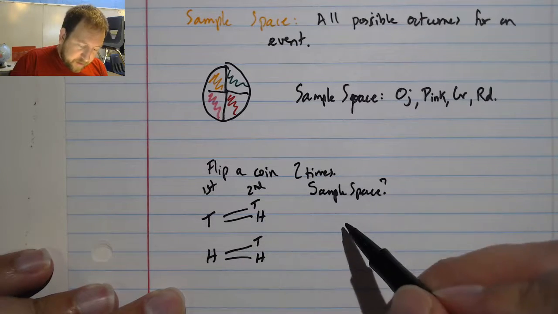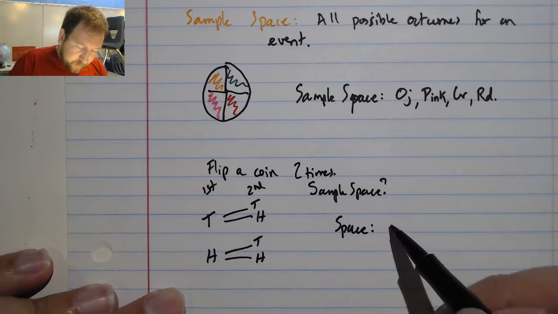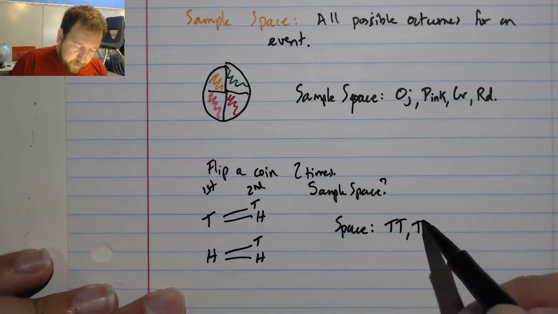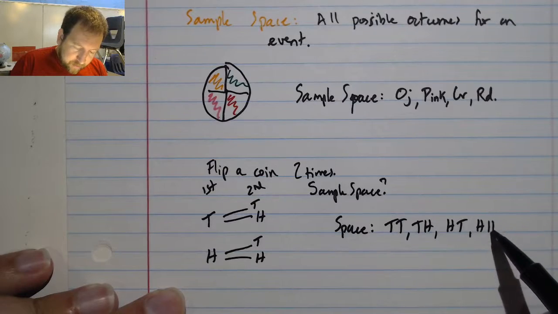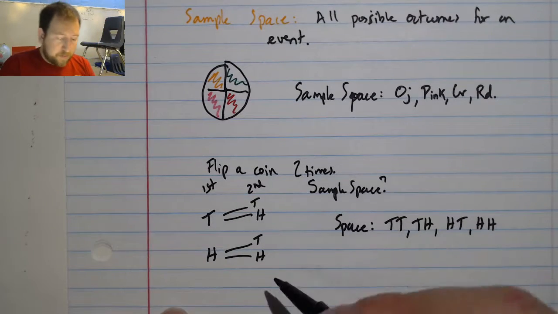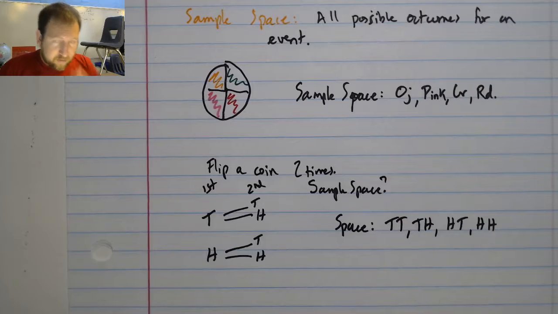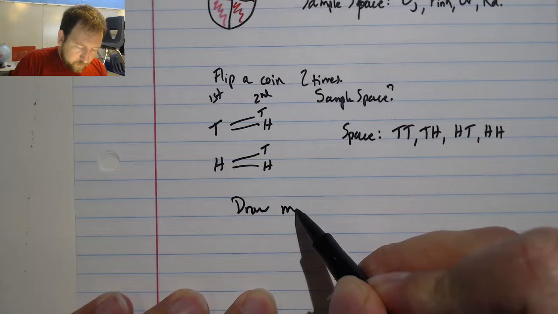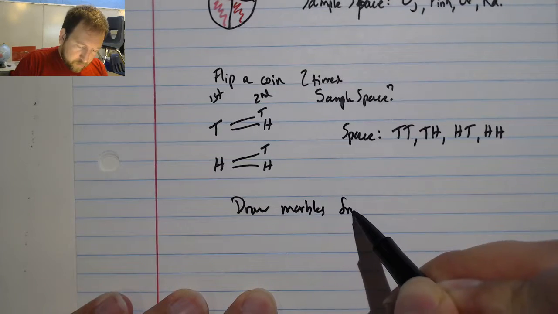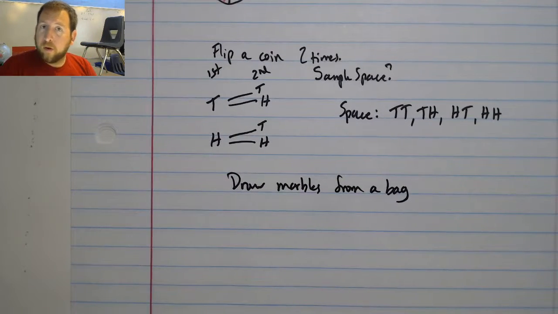So if I follow my sample space, I could write tails, tails, tails, heads, heads, tails, and heads, heads. Now, if I also wanted to do that without building a tree, I could do that just the same, and that would be totally fine. Now, I can also start drawing some marbles from a bag. And I can do this with replacement or without replacement.